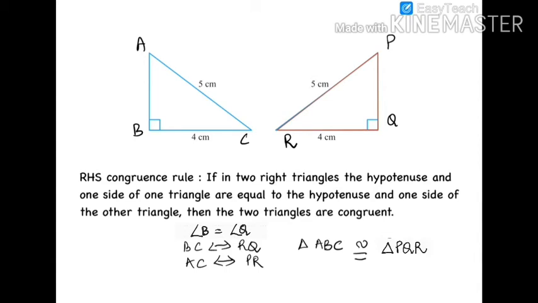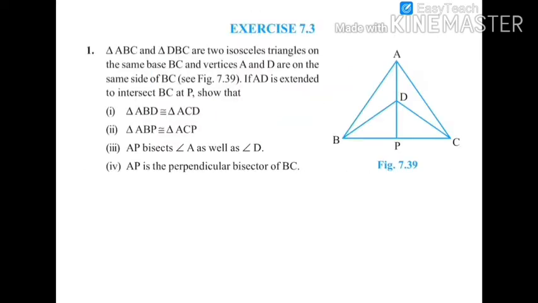Now let's apply this knowledge in solving questions of exercise 7.3. Question number 1. Triangle ABC and triangle DBC are two isosceles triangles on the same base BC. So what is given to us?